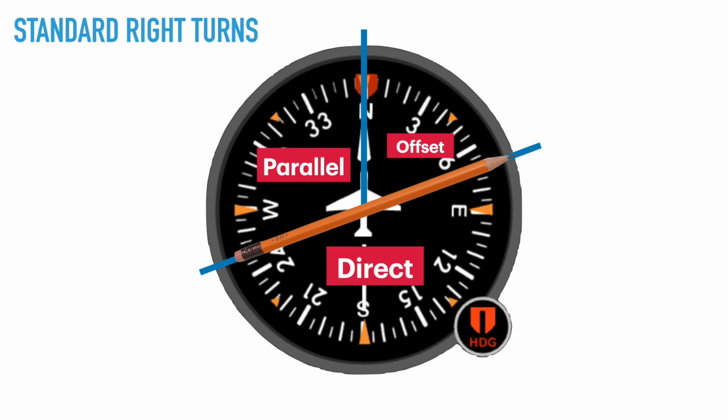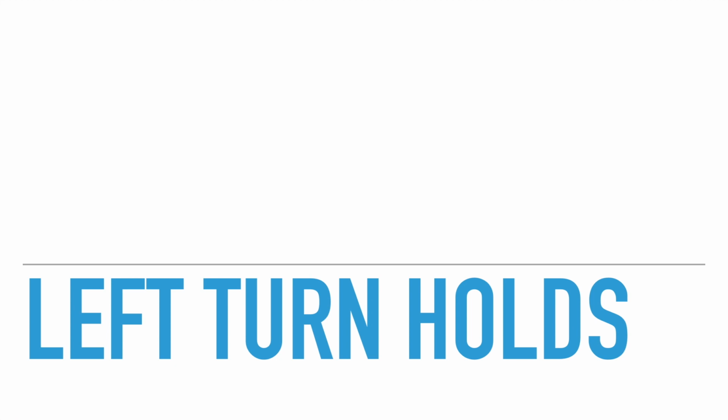So in summary, because we're using a right-hand turn, we're going to move the pencil up, and now we can see our quadrants. The biggest piece of the pie is the direct entry, the next biggest is the parallel, and the smallest is the offset. Then all you have to do after that is input where your inbound radial is going to be. Let's look at the left-hand turn holding pattern.